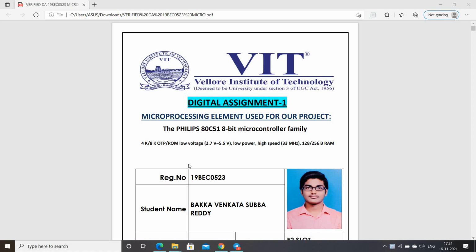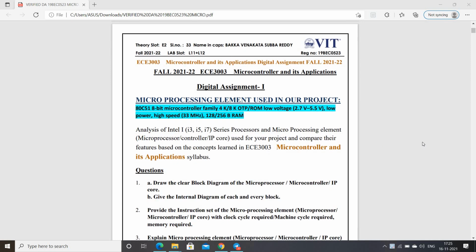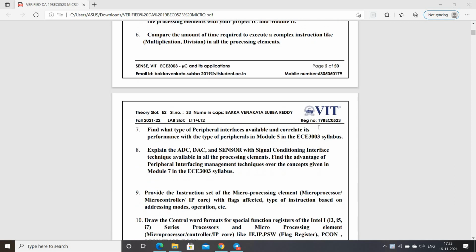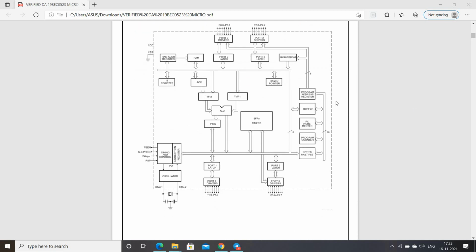The microprocessing element used for our project is the Philips 80C51 8-bit microcontroller family. So these are the questions, and let's move on to the first question. Draw a clear block diagram of the Philips 80C51 8-bit microcontroller. So this is the 80C51 8-bit microcontroller diagram.